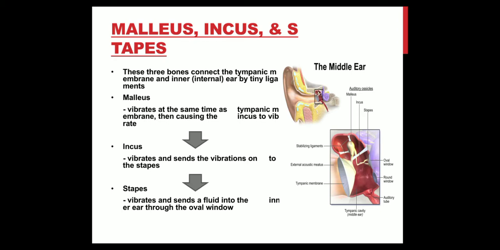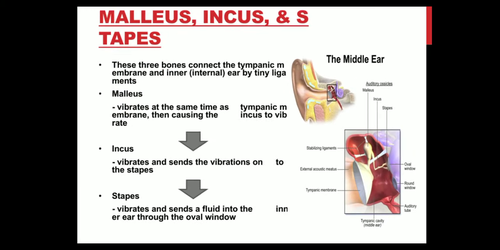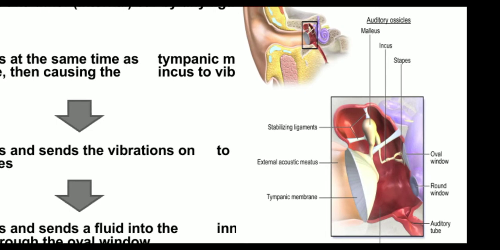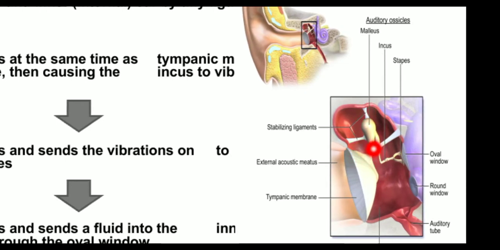The malleus is hammer shaped, as you can see in the diagram. The incus is anvil shaped, and the stapes is stirrup shaped. The stapes is the smallest bone in the human body, and the muscle attached to the stapes is called the stapedius.